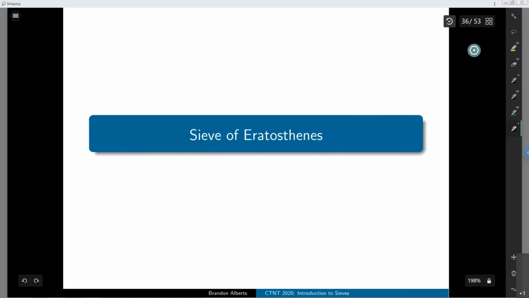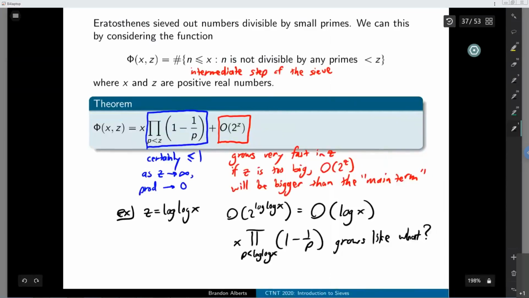All right. So yesterday, we started talking about the sieve of Eratosthenes a little bit. And so we filled in a whole bunch of stuff on this slide. We had this intermediate step of the sieve of Eratosthenes, where we had a bunch of integers less than or equal to x, and we had removed the multiples of some of the primes. We had gone through the primes up to z, removed all those, and we stopped at this step.